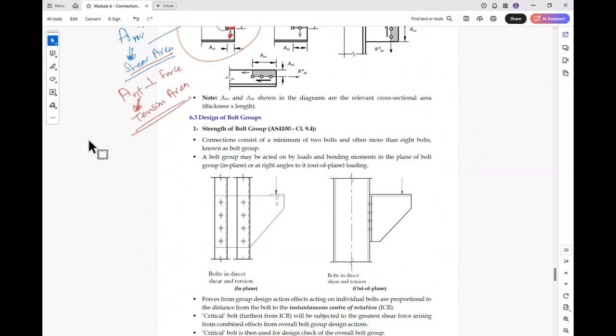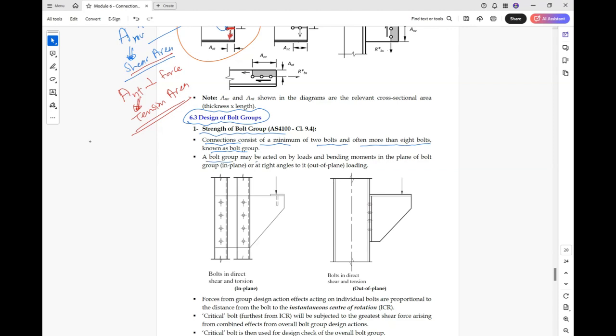The last part is if we have a group of bolts and we need to design the group as they work together. So, strength of a bolt group according to clause 9.4: a connection consists of a minimum of 2 bolts and often more than 8 bolts, known as a bolt group. You can design a bolt group starting from 2, but usually more than 8 are considered as a group. But if you want, you can consider from 2 as a group.